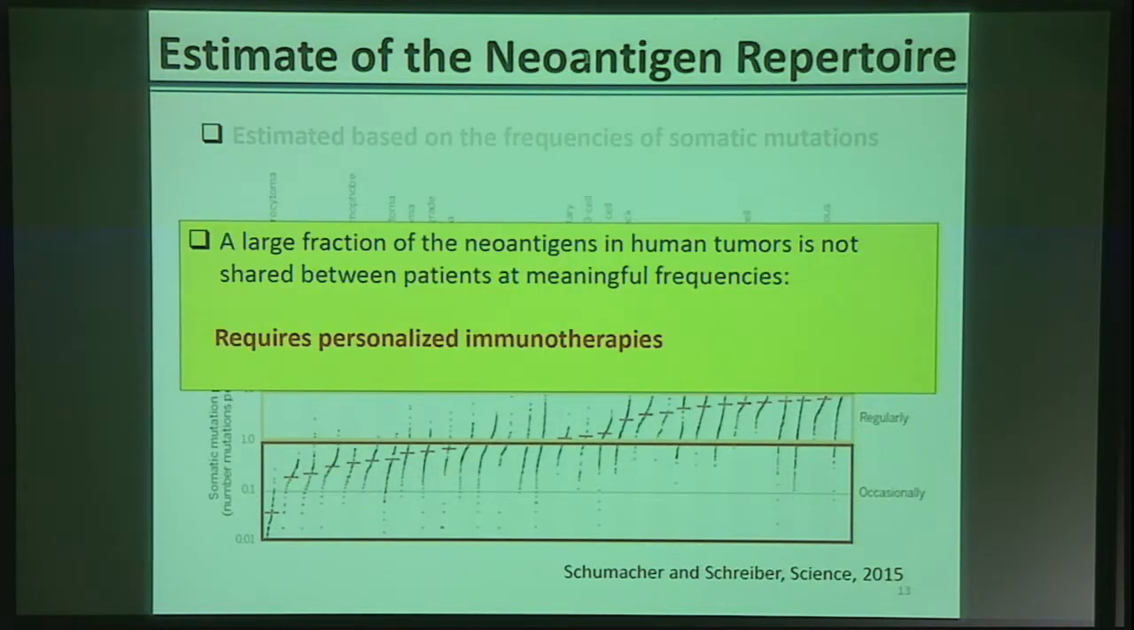In addition, from this study, people also found that a large fraction of these neoantigens in human tumors is not shared between patients at a meaningful frequency. That means for each patient, we need to estimate the neoantigens individually. So this type of therapy is certainly very personalized, customized for each patient.